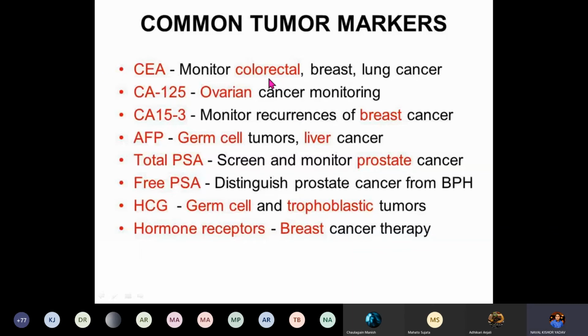So you can see CEA for breast cancer, lung cancers, colorectal cancers, CA 125 for ovarian cancers, CA 15.3 for breast cancer, AFP for germ cell tumors and liver cancer, and PSA specific for prostate cancers. Okay, so these are a few common tumor markers which are increased in different cancers, used in common practice for the diagnosis, and later on for the treatment also.